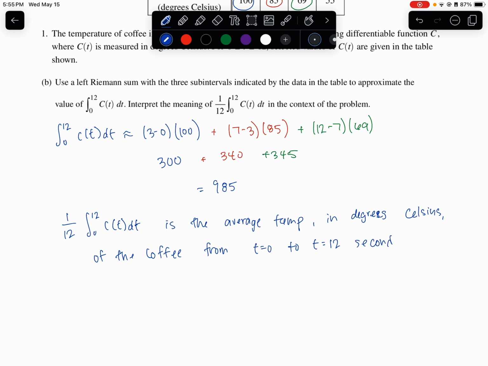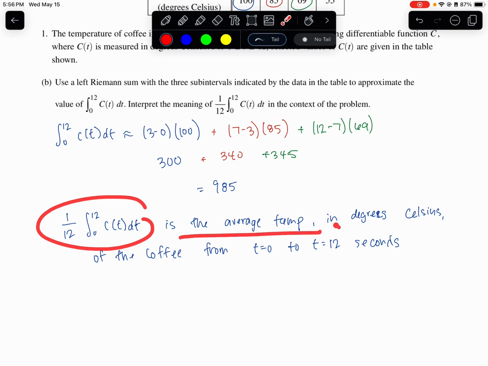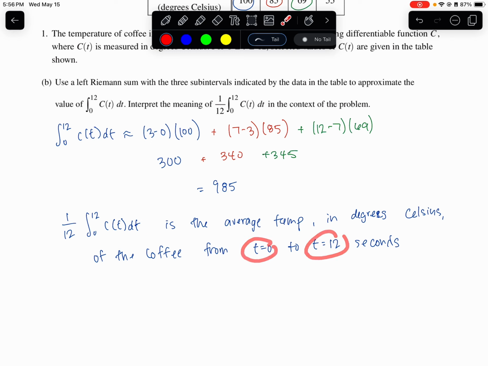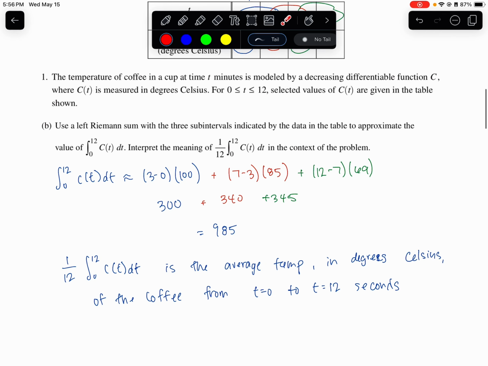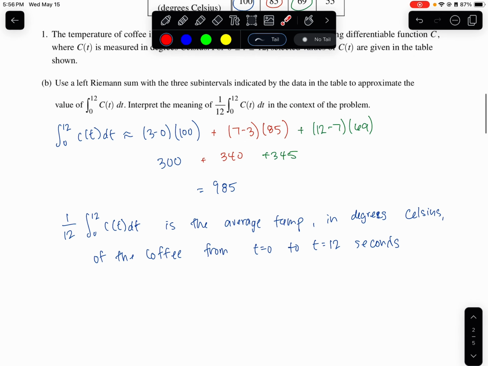seconds. Okay, so I would make sure that you include your measurements here because you're trying to interpret the meaning in the context of the problem. So this right here would be the average temperature in degrees Celsius of the coffee from t equals 0 to t equals 12 seconds right there. So I think that would get you all the points that you need for part B.